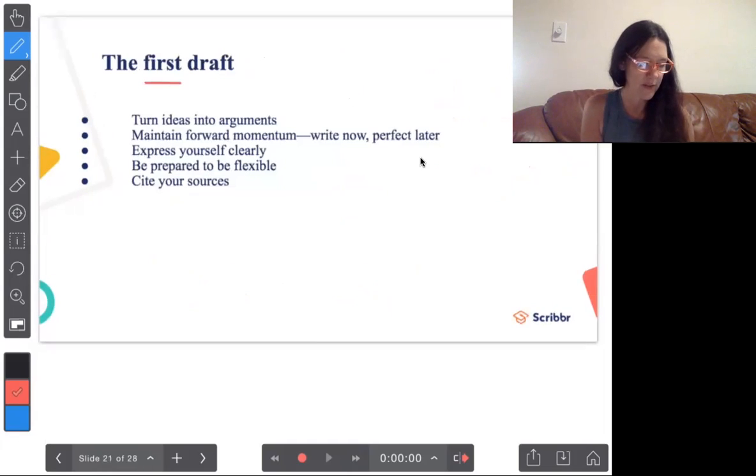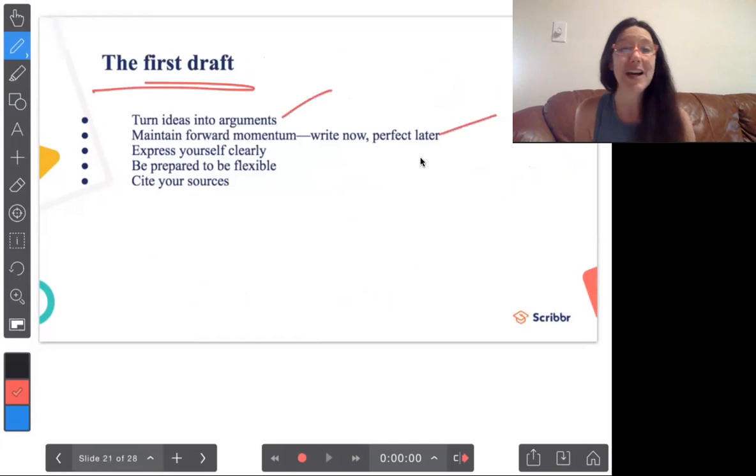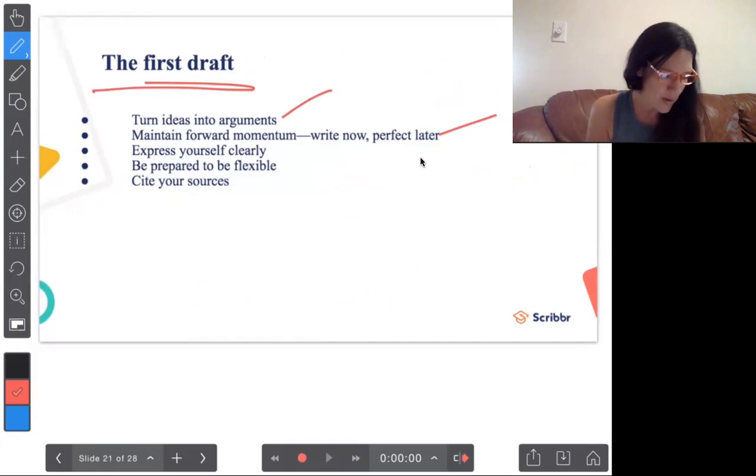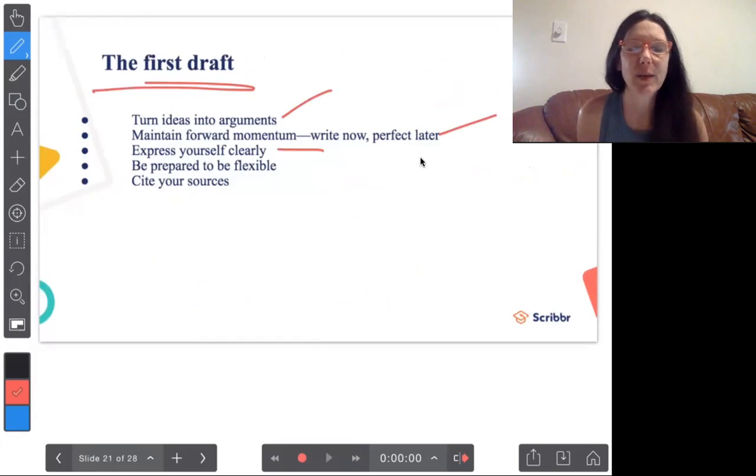Now this is our real first draft, right? Ideas, write it now, perfect it later. Like I said, if you can't write the intro sentences and concluding sentences, just write them. Still try to be clear, because you might go back and read it and go, I don't even know what I was talking about. Be flexible.